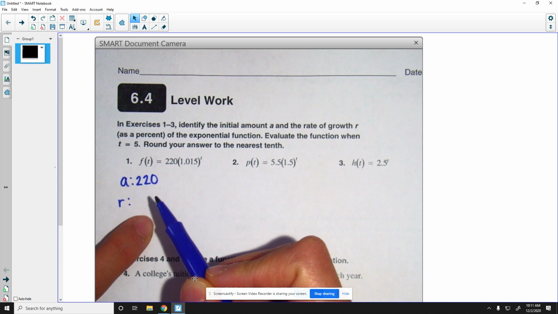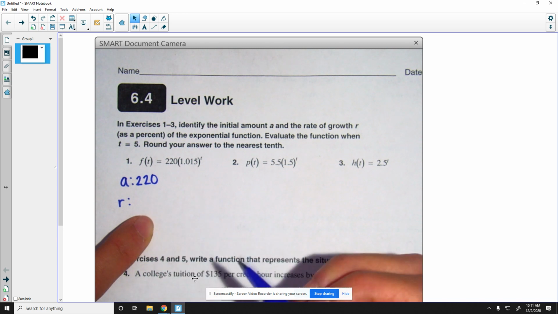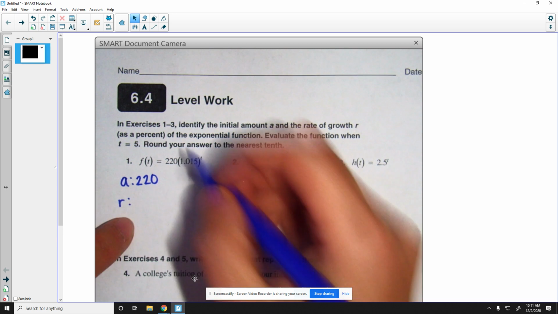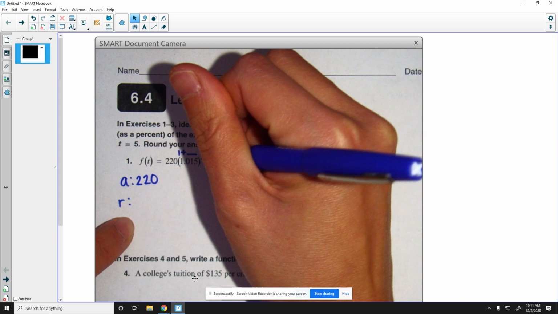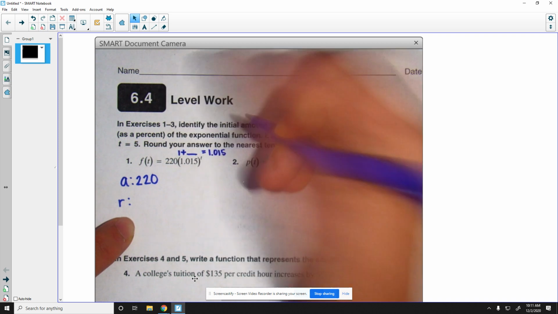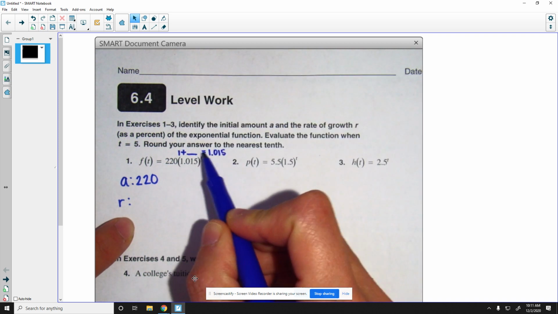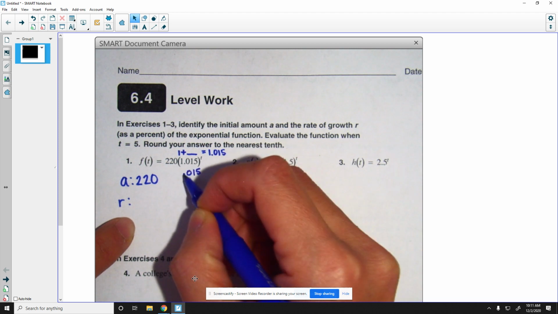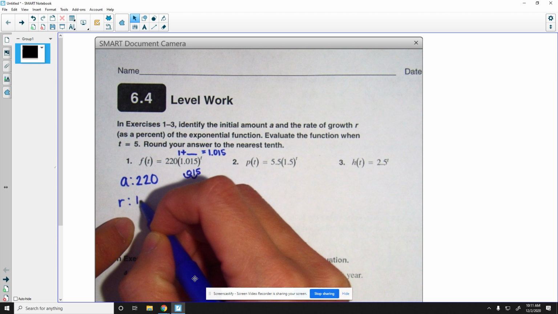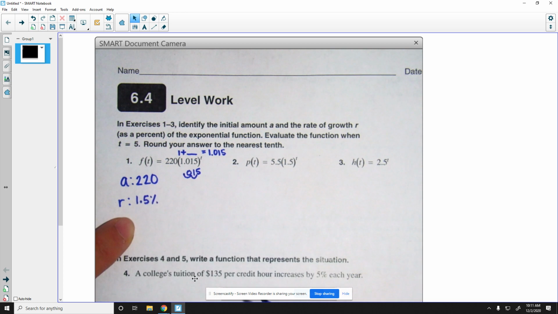Close, but not 15%. Very close. You just made a silly mistake. Yeah. So do you see how this is your rate of growth? Because this is a 1 plus what equals 1.015. They basically added it together. So then really they're saying it's 1 plus 0.015, but then you have to change it to a decimal. So it's 1.5%. Does that make sense? Hopefully.